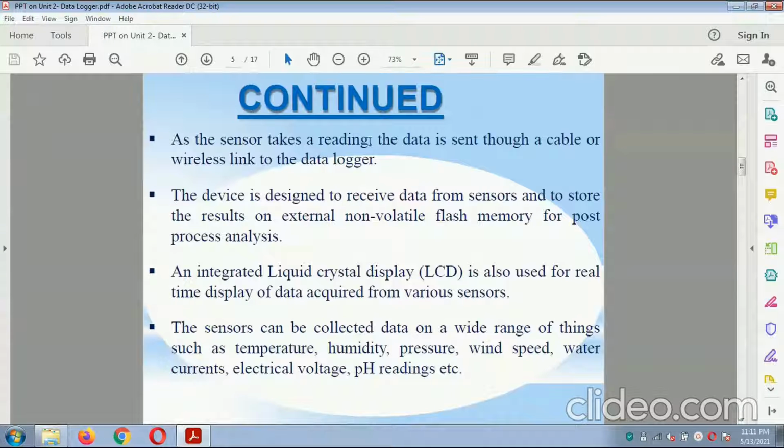When the sensor takes a reading, the data is sent by cable or wireless link to the data logger. The device is designed to receive the data from the sensors and to store the result in an external non-volatile flash memory for post-process analysis. An integrated liquid crystal display is also used for real-time display of data acquisition from various sensors. The sensors can collect data on a wide range of things such as temperature, humidity, pressure, wind speed, water, current, electric voltage, pH reading, etc.